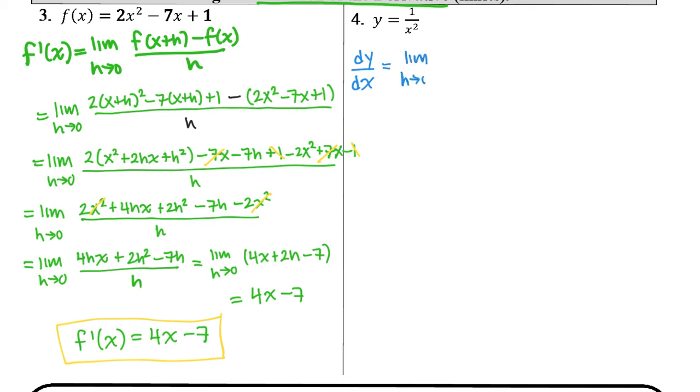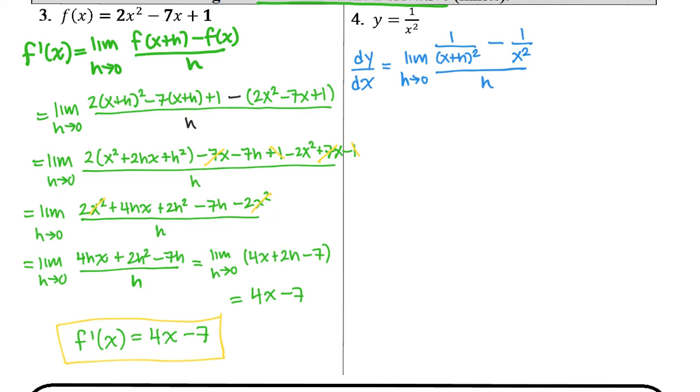H approaches 0. I'm going to do f of x plus h. So I'm going to plug the x plus h in here. 1 over x plus h squared. I'm going to subtract f of x, 1 over x squared, and I'm going to put the entire thing over h. Okay, and I'm not going to be able to plug in 0. You could always try, though. If I plug in 0 here, I get 1 over x squared minus 1 over x squared, which is 0 over 0, which is terrible.